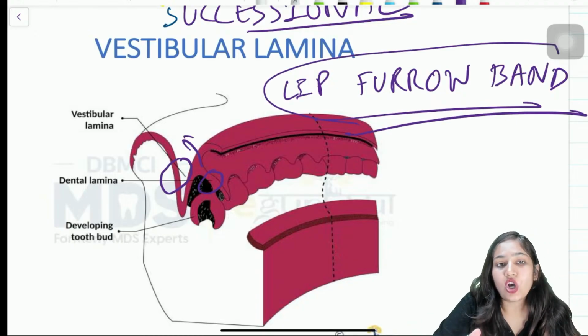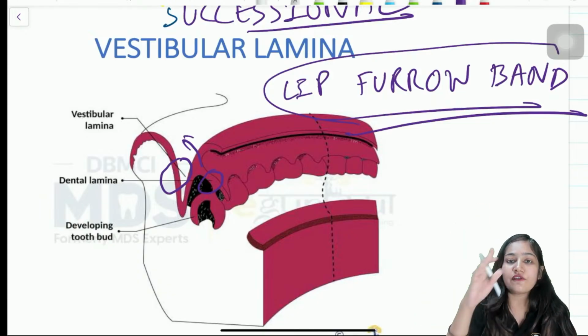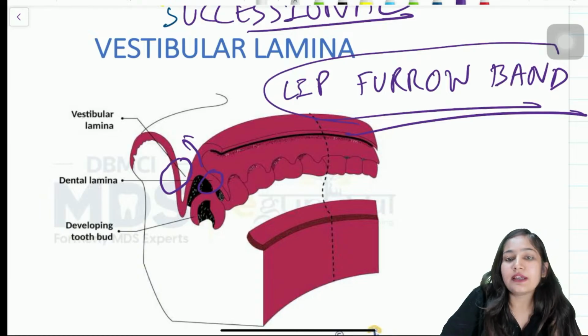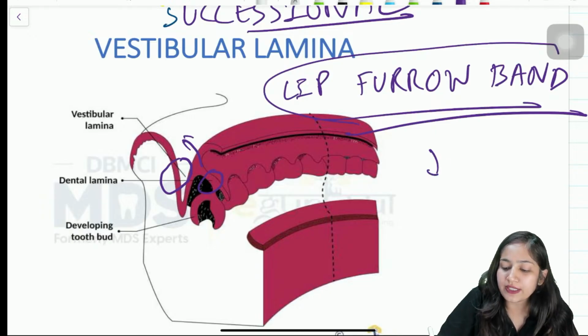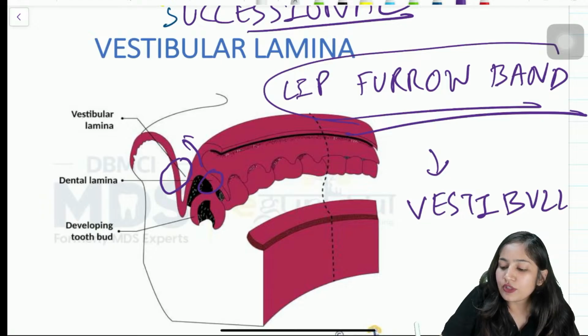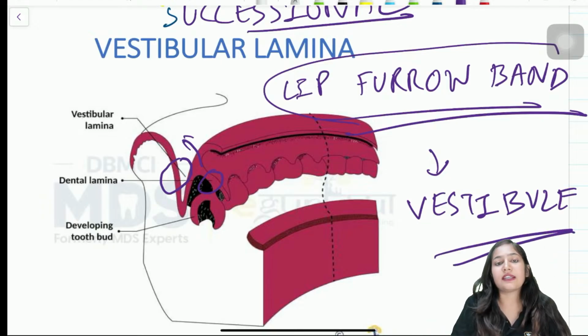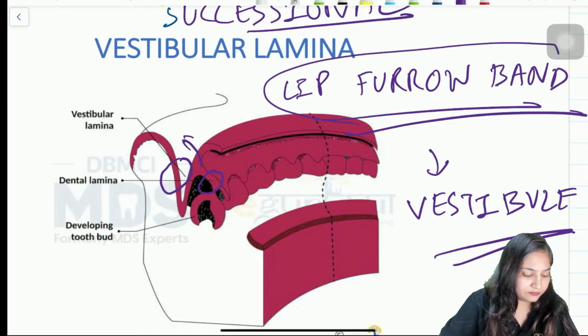Now, why is it hollow? Here the cells will enlarge and the central cells will disintegrate, leading to the formation of a hollow vestibular region present between the teeth bearing region and lips and cheeks, which is our vestibule. So it leads to the formation of vestibule. It doesn't lead to the formation of any tooth structure. It leads to the formation of vestibule, right?